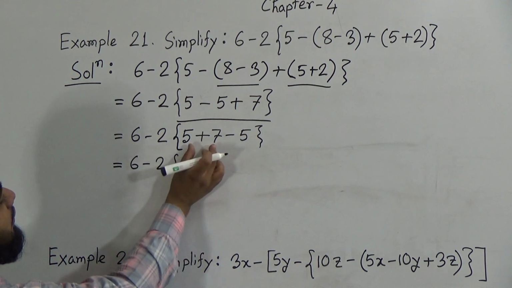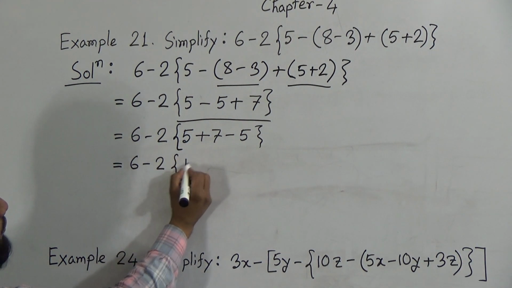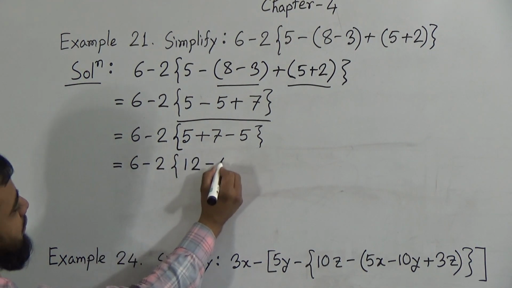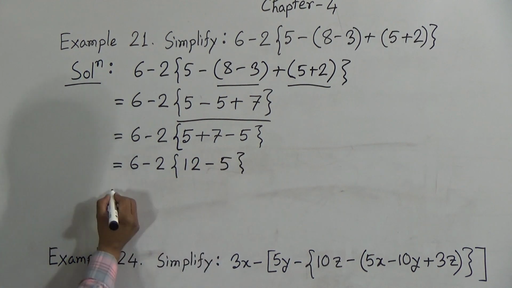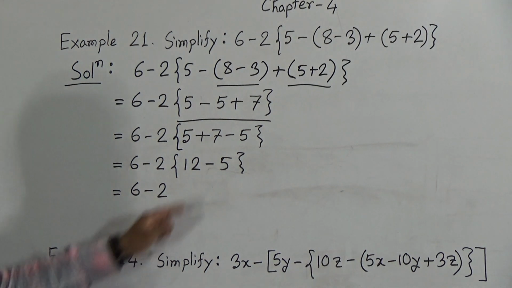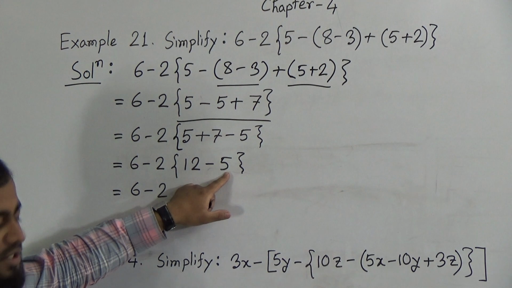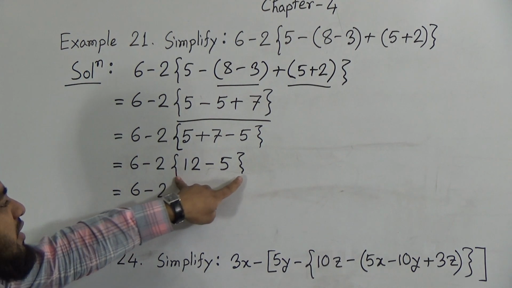How can we add? This 5 plus 7 equals how much? This 5 plus 7 equals 12, my dear students. Okay, 12, and this minus 5 will be arranged here. Now, my dear students, the 6 minus 2 remains unchanged. Now 12 minus 5 equals how much? Equal to 7, my dear students. It's a single number, so we can omit this bracket.